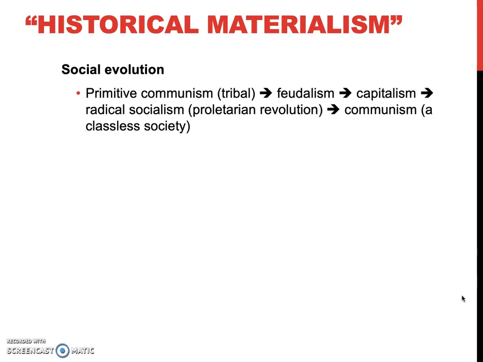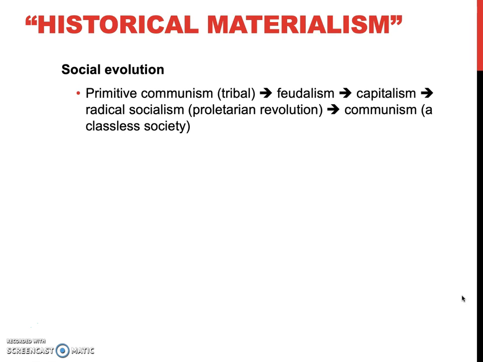Now, stop here for a second. Marx did not have a very sophisticated understanding of bands and tribes and chiefdoms and foragers and small-scale horticulturalists and pastoralists. He was really focused on European industrial society. So he lumped all those primitive people into this category called tribal. And you know enough now to know that there's a lot of complexity there.